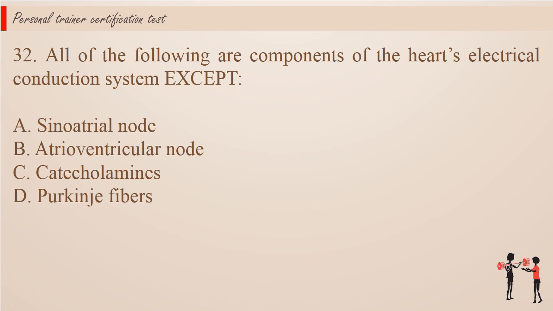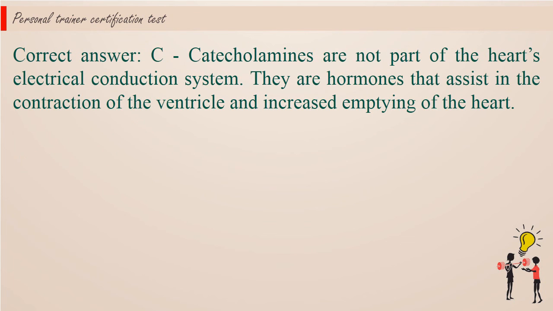Question 32. All of the following are components of the heart's electrical conduction system except A. Synovial node. B. Atrioventricular node. C. Catecholamines. D. Purkinje fibers. Correct answer, C. Catecholamines are not part of the heart's electrical conduction system. They are hormones that assist in the contraction of the ventricle and increased emptying of the heart.